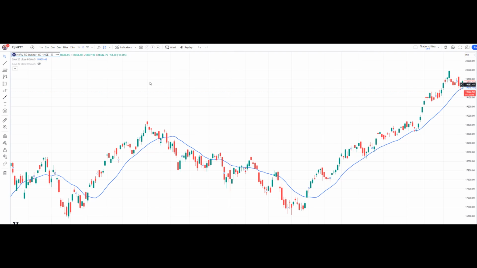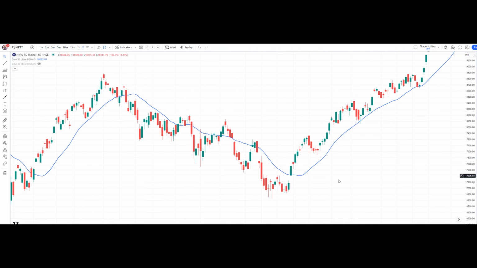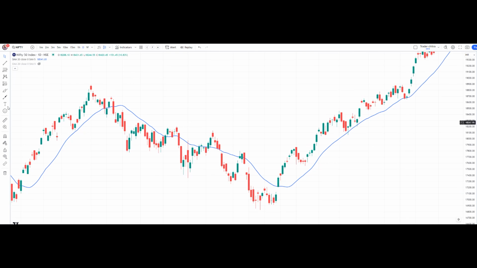So here this is the Nifty and the time frame is the daily time frame. EMA or SMA both will act as support and resistance. Here we are looking at the 20 SMA. If the price is above this 20 SMA, the trend is bullish. We can see here this green candle took support and gave a close above the 20 SMA, so the trend is bullish.